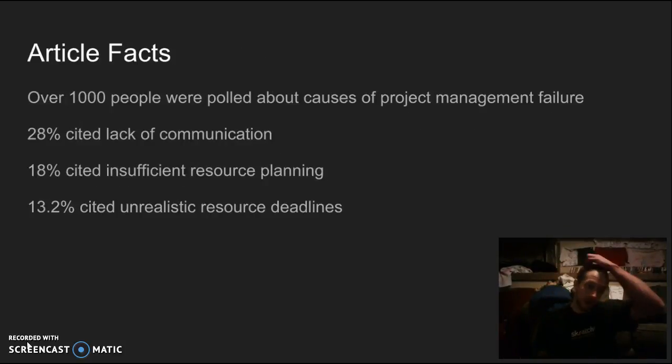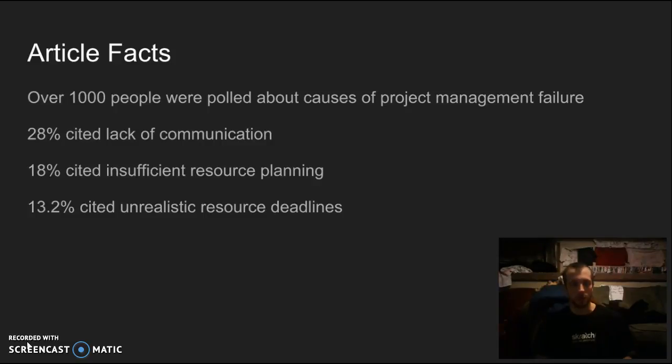So, article facts that I found interesting in my article: there were over 1,000 people polled about the causes of project management failure. 28% cited lack of communication, and that was the number one cause of project management failure in IT projects, and that was also in our CIO article. So that's kind of why I chose this article. Second, 18% polled cited insufficient resource planning, and then third, 13.2% cited unrealistic resource deadlines.